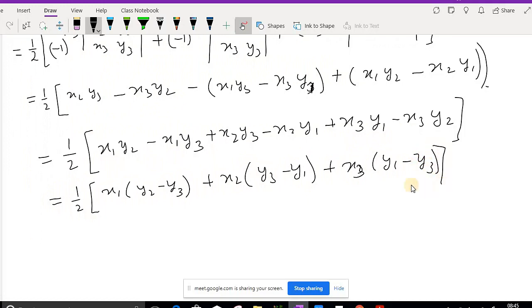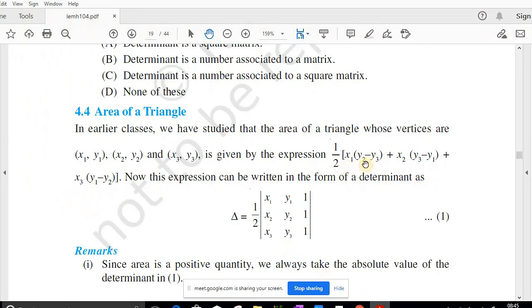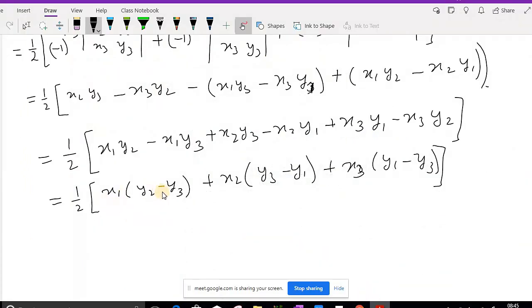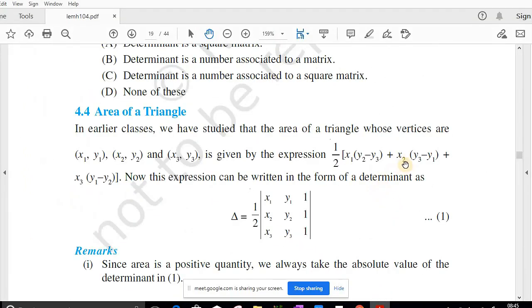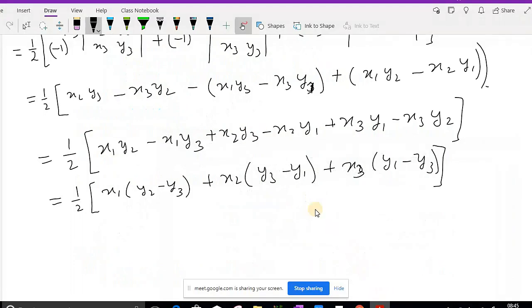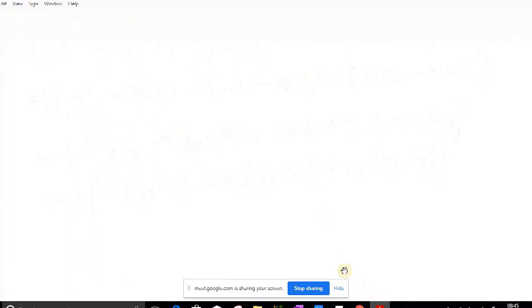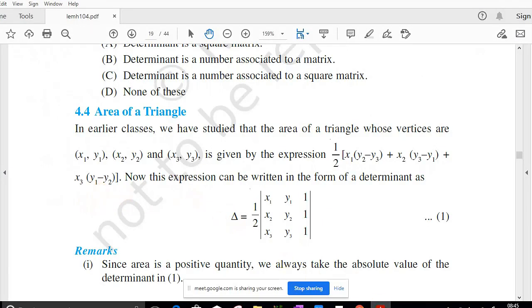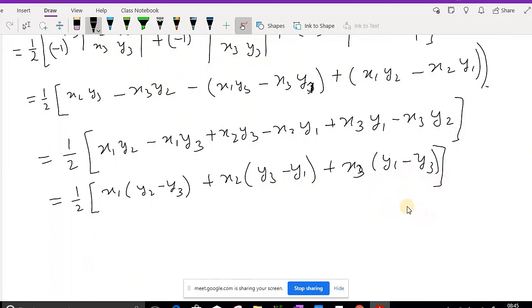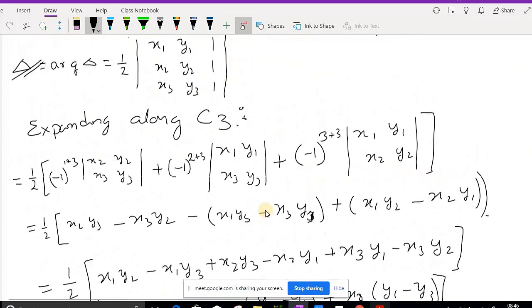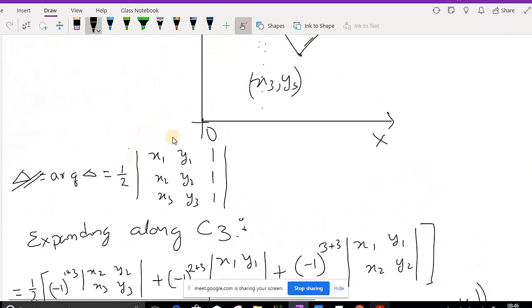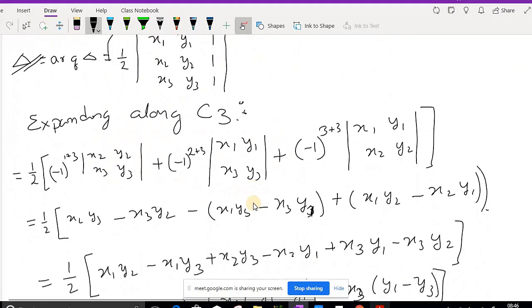And if you compare this with the earlier formula, they are the same. x1 (y2 minus y3), then x2 (y3 minus y1), then x3 (y1 minus y2). So basically, when three coordinates are given and you have to find the area of the triangle, you have to find the determinant, half of this determinant. This is the thing. Got the point?